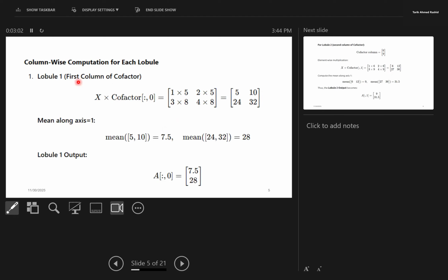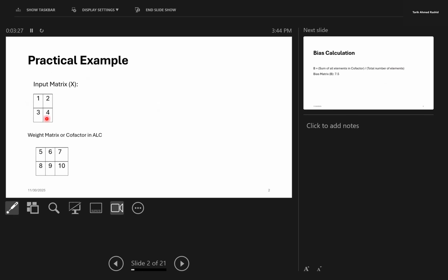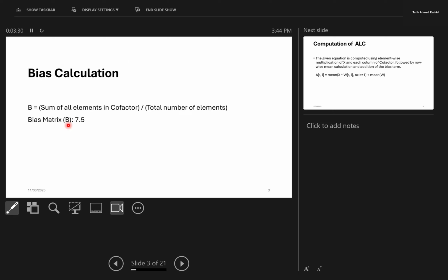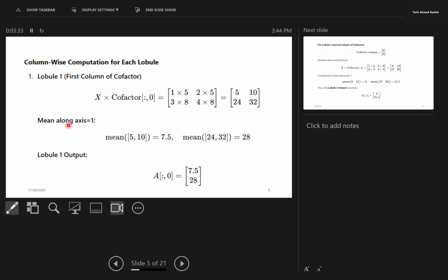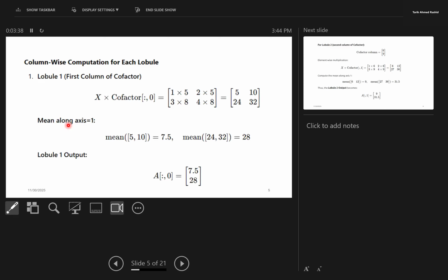This is the example that we have. The first phase, which is the first lobule, uses the first column of the cofactor, x multiplied by the cofactor's first column. So that would be 1 times 5, 2 times 5, 3 times 8, and 4 times 8. That's how we found it, and we get the results for them.